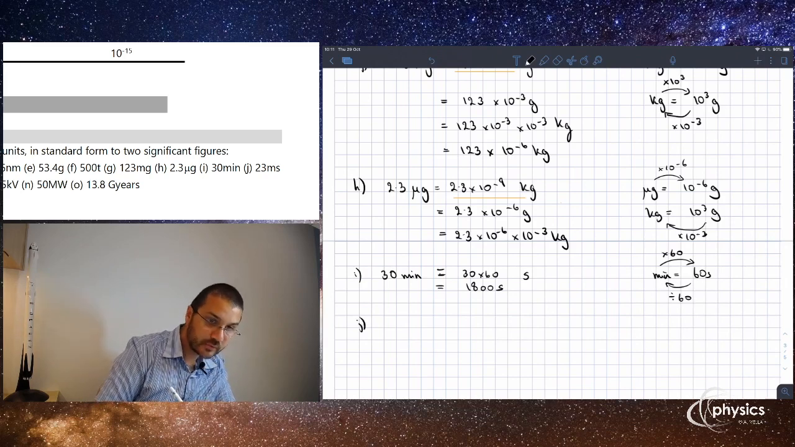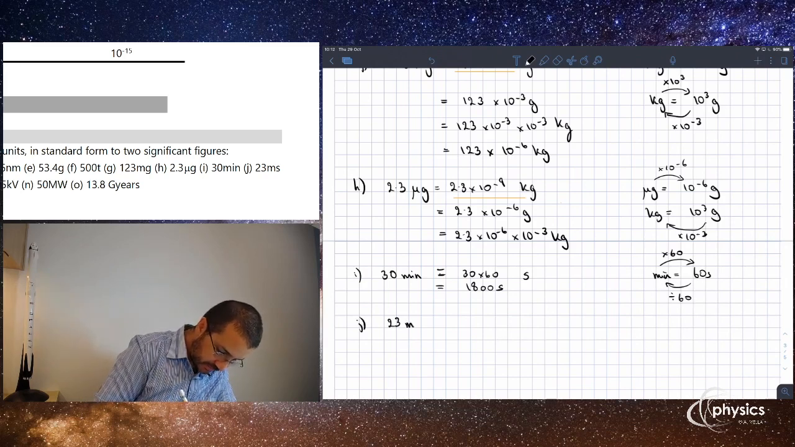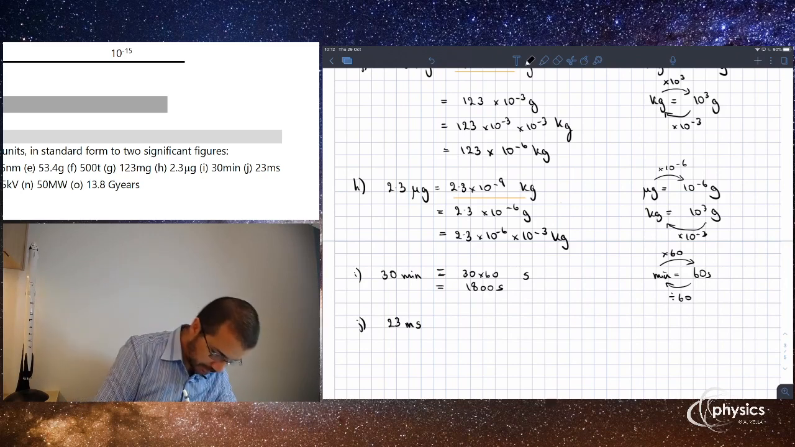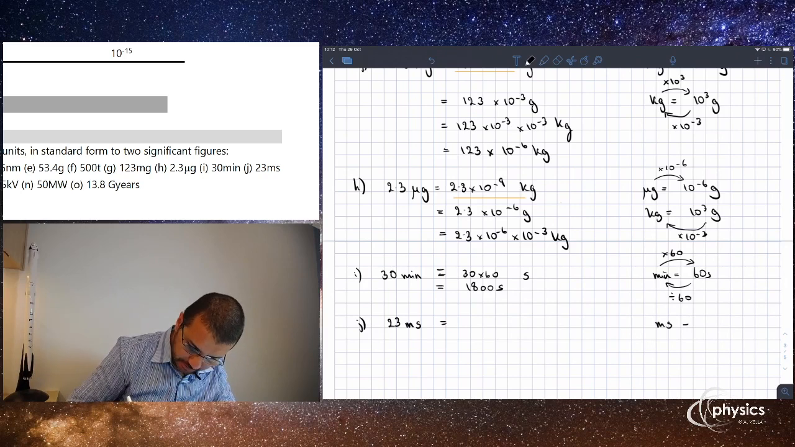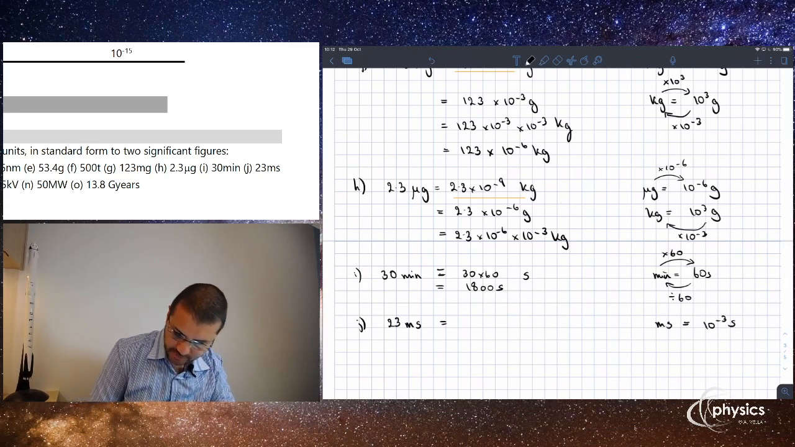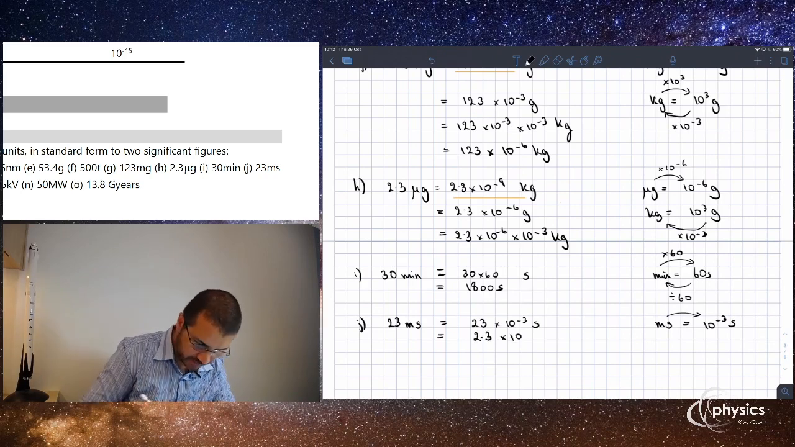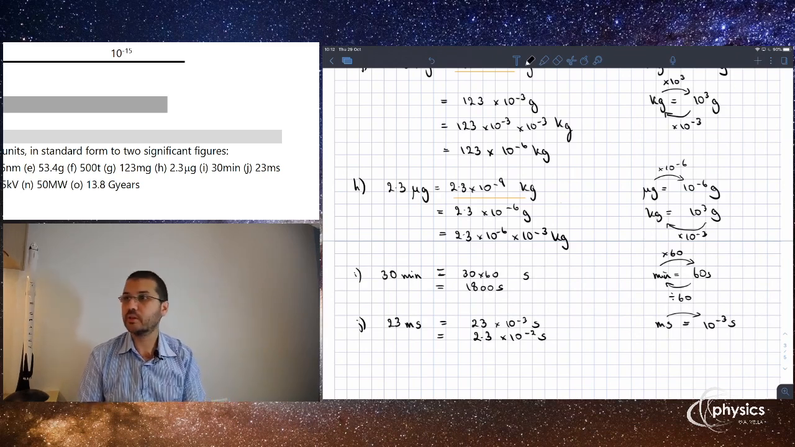J, 2.3 ms. What does MS stand for? Milliseconds. So, milli means 10 to the minus 3 seconds. Milliseconds 10 to the minus 3, we're moving in that direction, so 2.3 times 10 to the minus 3 seconds, or 23 times 10 to the minus 3, or 2.3 times 10 to the minus 2 seconds. Alright?